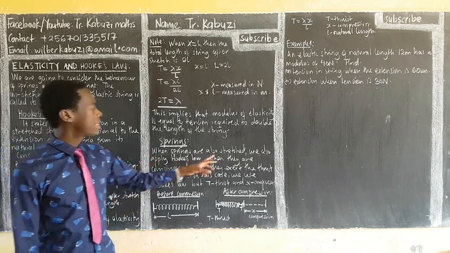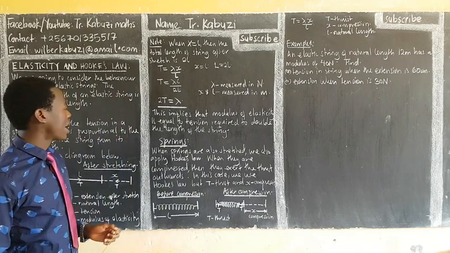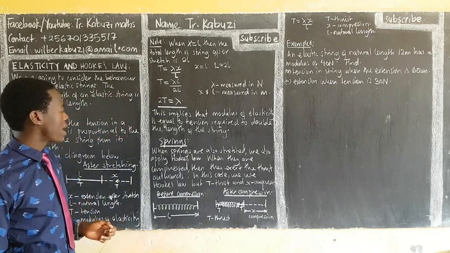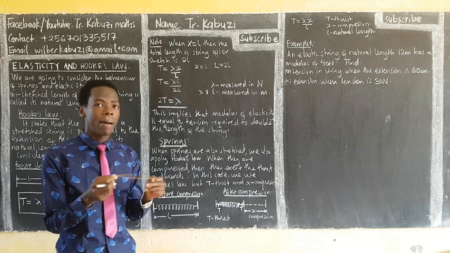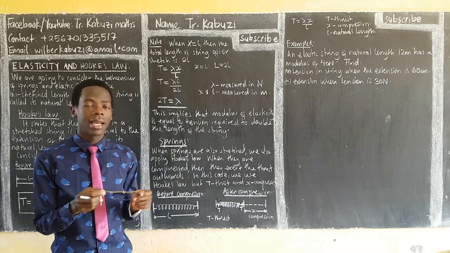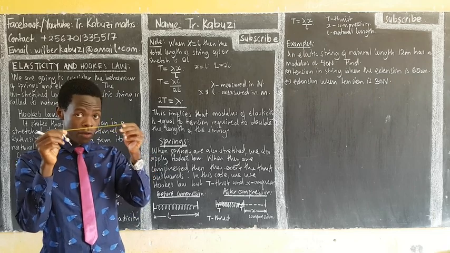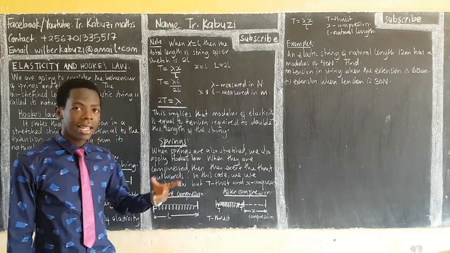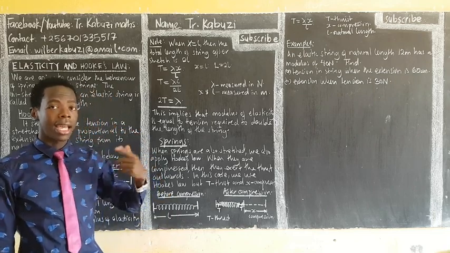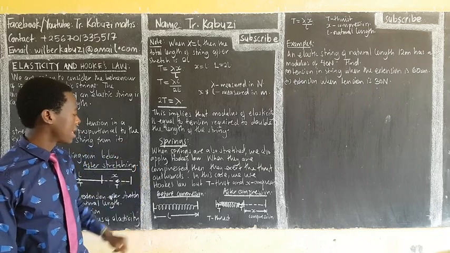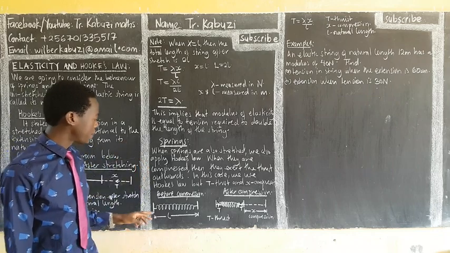When springs are stretched, we also apply a slope. If you stretch that spring, the same applies to an elastic string. A spring and a string are different. This is a string. A spring is like that. That thing that is like a coil, coiling around, is what we call a spring.